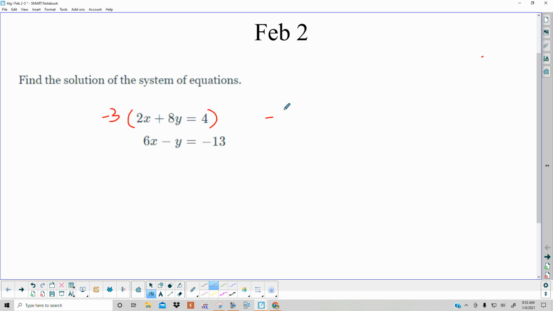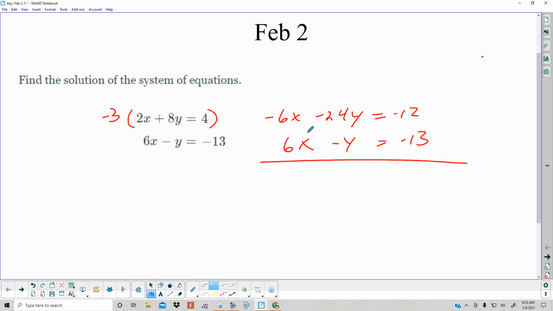So I'm going to distribute that in. So I just check -6, -24, -12. Yep. So then 6x minus y is equal to -13. Add these together. Cancel out. -25y is equal to -25. Divide out the -25, and you get y is equal to 1.